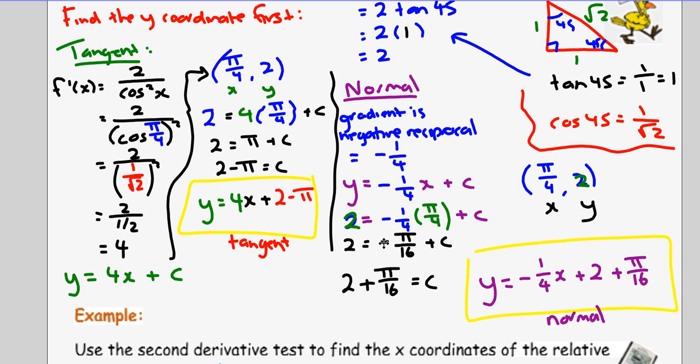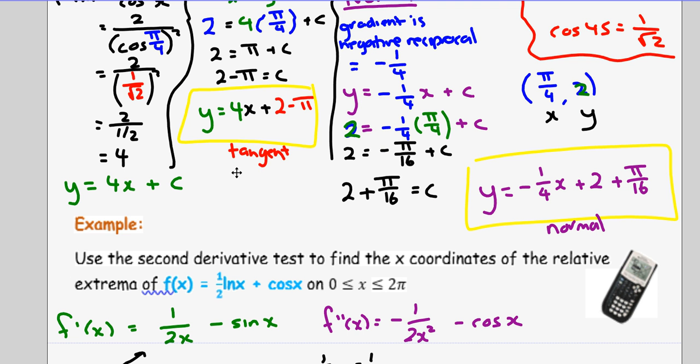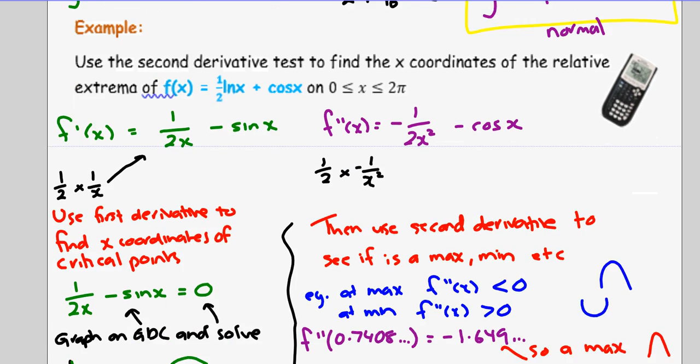So 2 plus pi over 16 gives you a value for c. So our equation for this one is y equals negative 1/4 x plus 2 plus pi over 16. And that's the equation of your normal. That's how you do it all by hand. The tangent, as I said, if it's with calculator, you can do it on calculator, but the normal you have to do by hand. There's no way to do the normal on calculator.